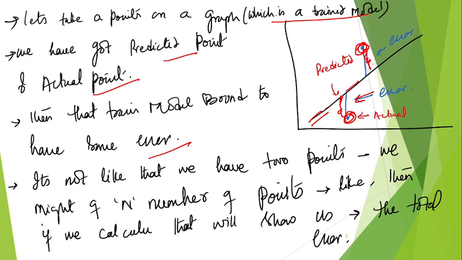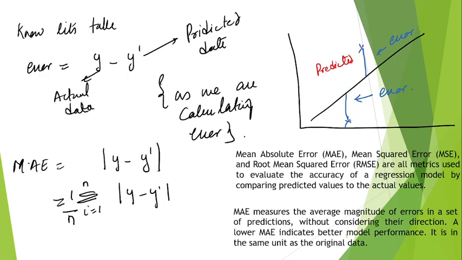For example, in this graph which I have drawn, I have taken only 2 points. Correct? Now, if I take more than 2 points, how will it be? It's not that we have only 2 points, we can have n number of points. How do you calculate it, and how do you calculate the total? We are going to see that. Okay, now let's take an example. As I already told you, these are my actual points, these are my predicted points, and these are my errors.